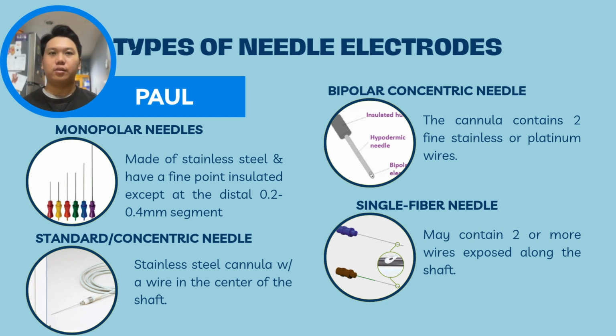Types of needle electrodes. First is the monopolar needle, which is made of stainless steel and has a fine point insulated except at the distal 0.2 to 0.4 mm segment. Second is the standard or concentric needle, which is a stainless steel cannula with a wire in the center of the shaft. Third, bipolar concentric needle. The cannula of this needle contains two fine stainless or platinum wires. The fourth is the single fiber needle, which may contain two or more wires exposed along the shaft.